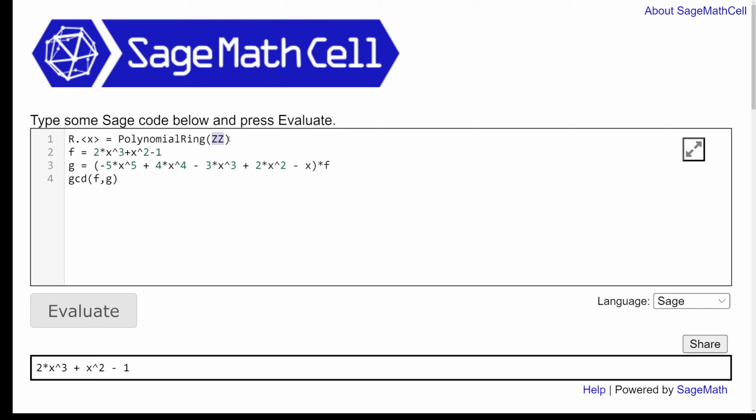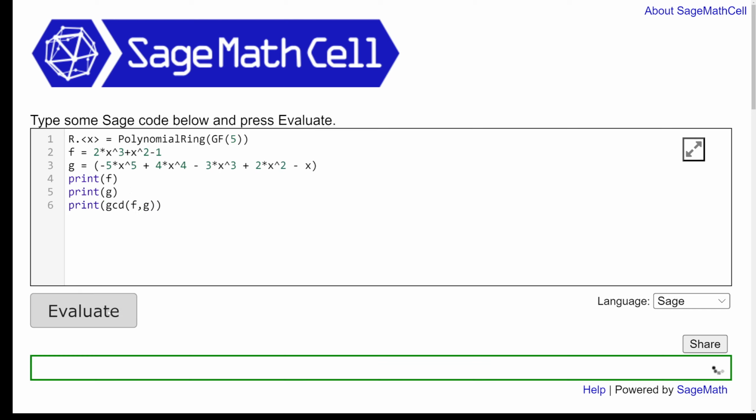But what if we had a different ring? What if it was like Z mod 5? Let's get rid of this part. So remember, to say Z mod 5, we do GF and then whatever prime we're looking at. And let's actually have it print f, g, and then the GCD of f and g. And we're going to watch what happens. So, print f. Let me just, instead of trying to format on the fly, have them print on separate lines.